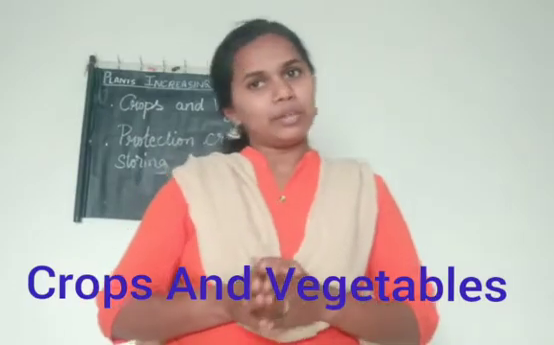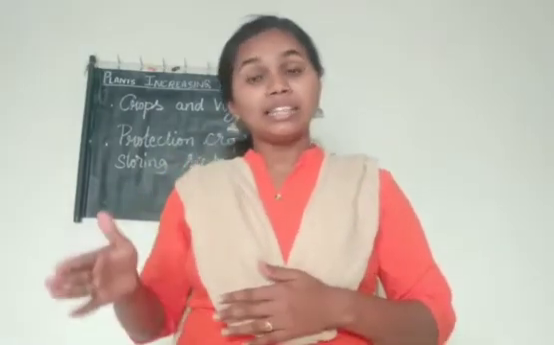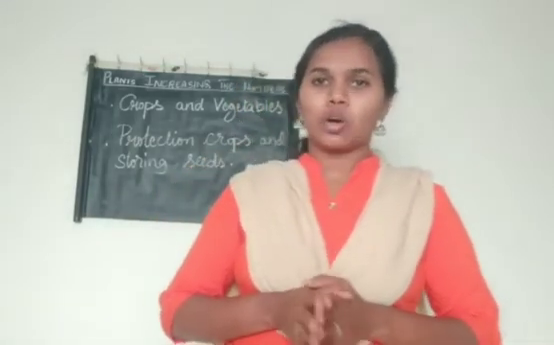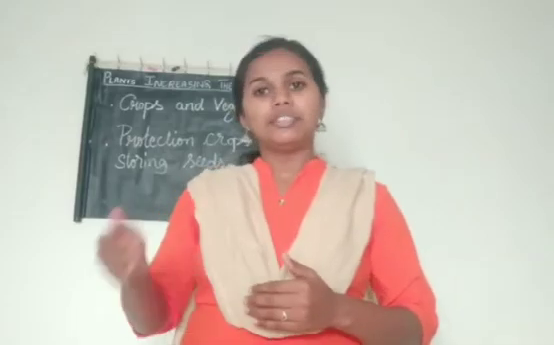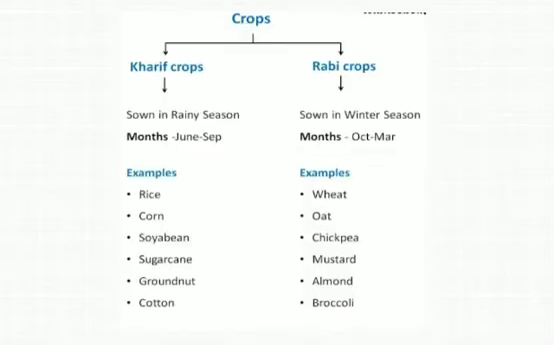Next is crops and vegetables. When a plant is grown in large quantities at a place for food, it is called as crop. Farmers grow different crops in different seasons. There are two types of crops, Kharif crops and Rabi crops.